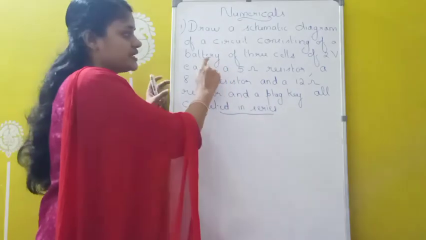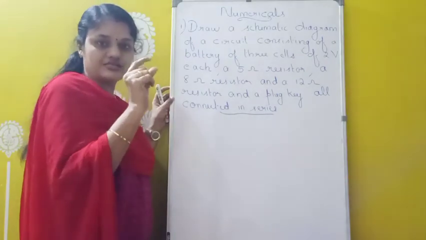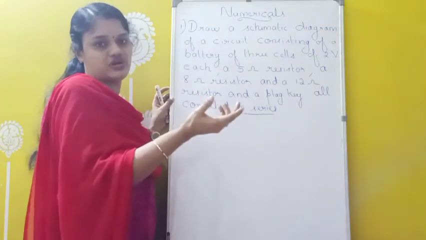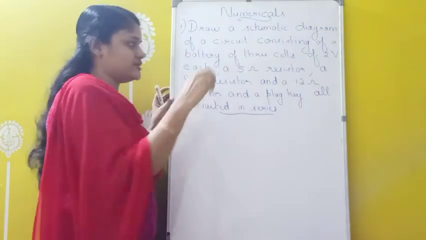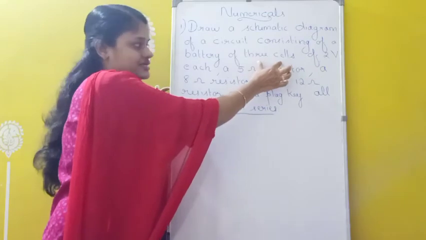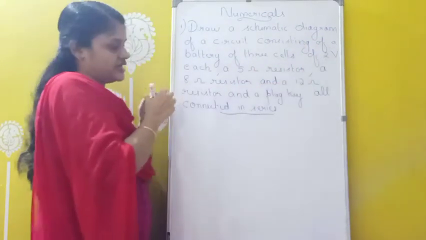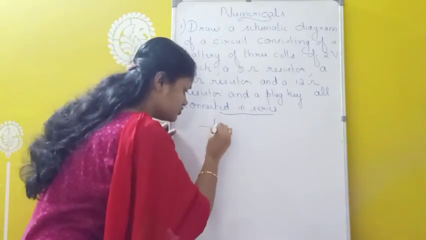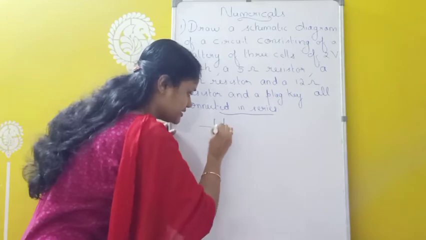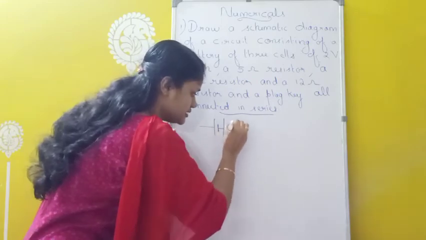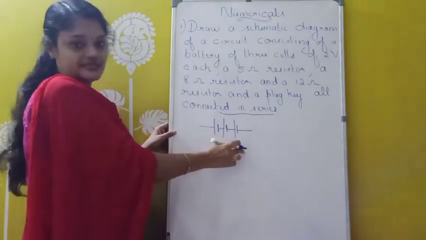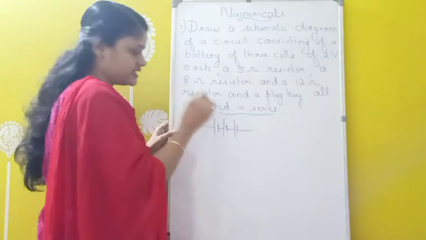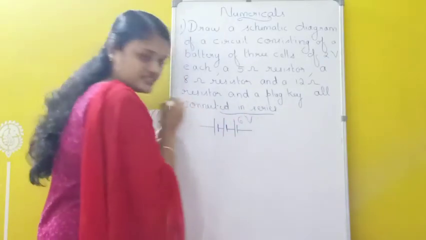So first of all we have a battery of 3 cells. A single cell has a positive as well as a negative terminal. So battery means more than one cell. So here how many cells are there? 3 cells are there and each one is of 2 volt. Okay. So first of all I am drawing a battery consisting of how many cells? 3 cells. So one cell, second cell, then third cell. So we have 3 cells and each one is of how much volt? 2 volt. So 2 plus 2 plus 2 it becomes 6 volt. So this battery is of 6 volt.